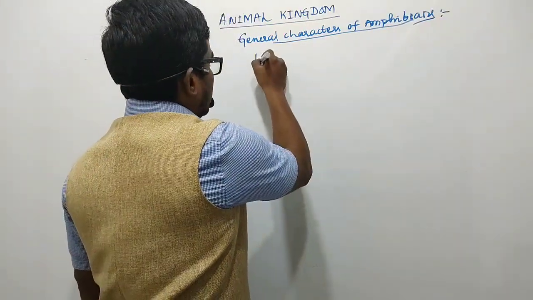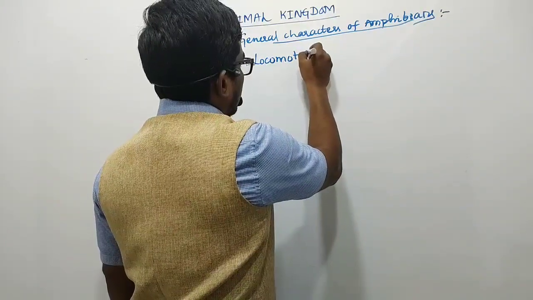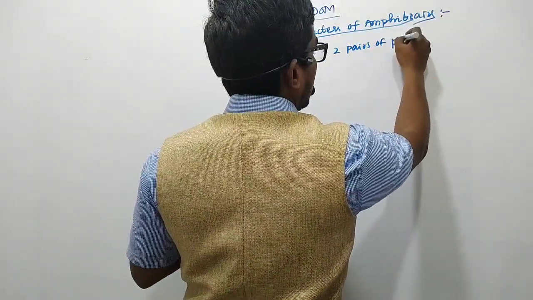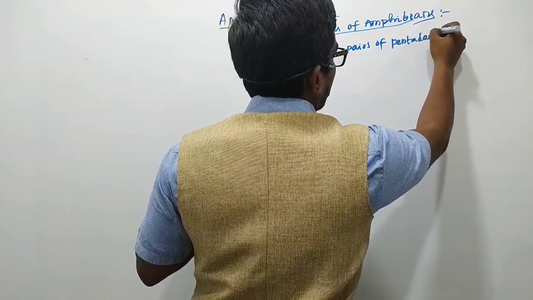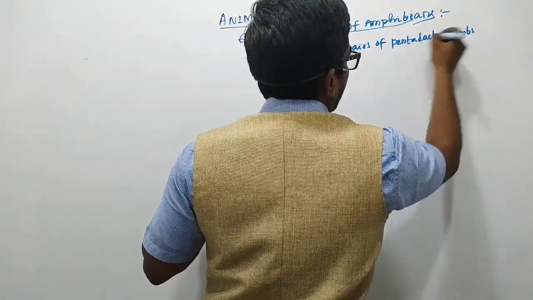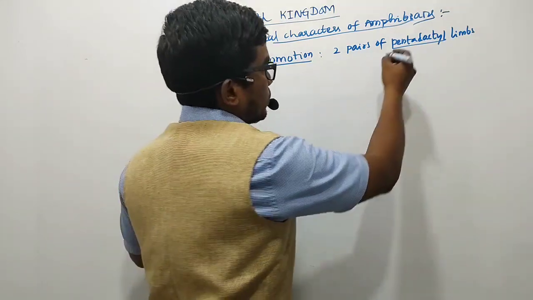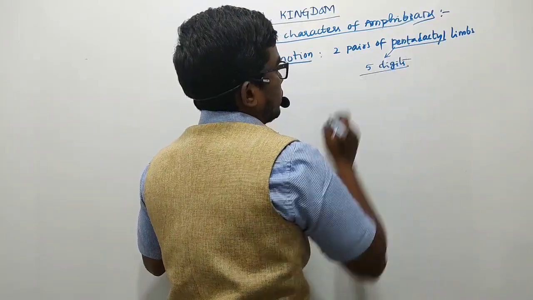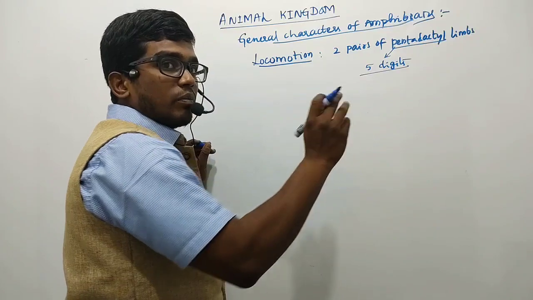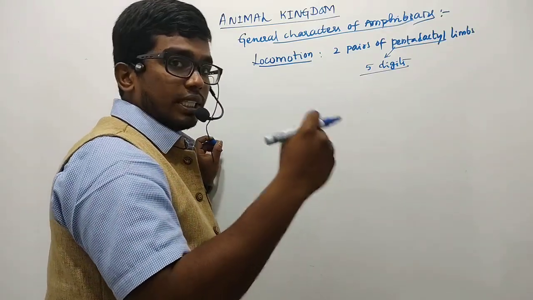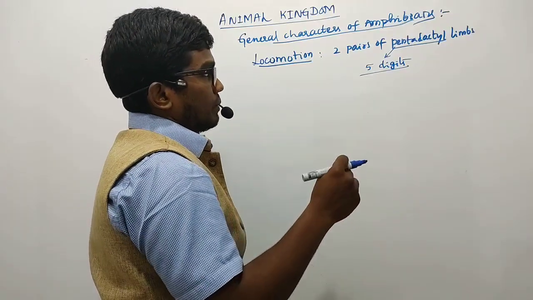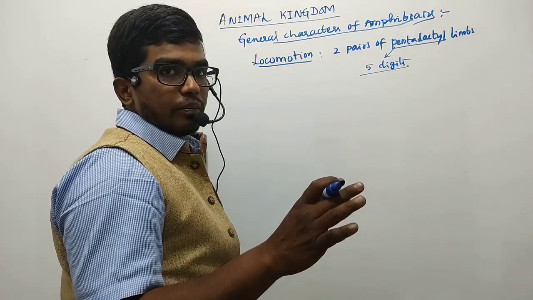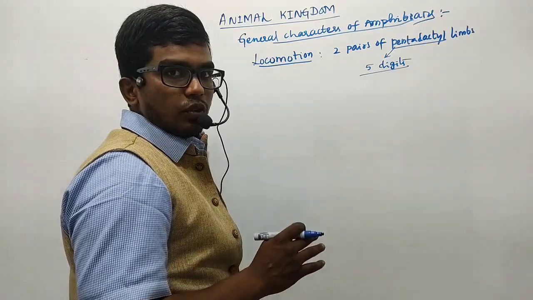Next we have locomotion. Here, locomotion is through two pairs of pentadactyl limbs. When I say pentadactyl limbs, these limbs have 5 digits in them. This is what we refer to as pentadactyl. Penta means 5. Dactyl here refers to digits in the limb. So each limb will have 5 digits in it. They are generally well modified for swimming in the water. They are webbed feet.